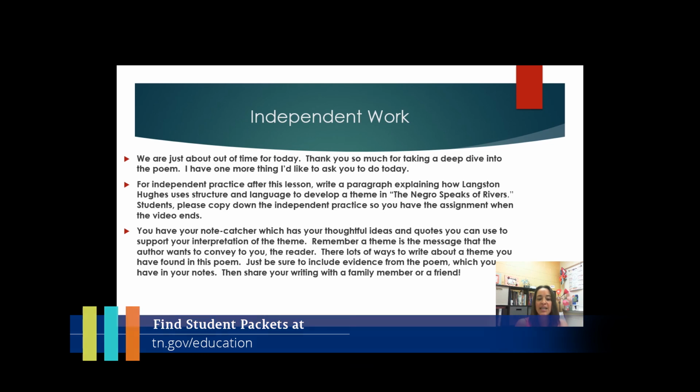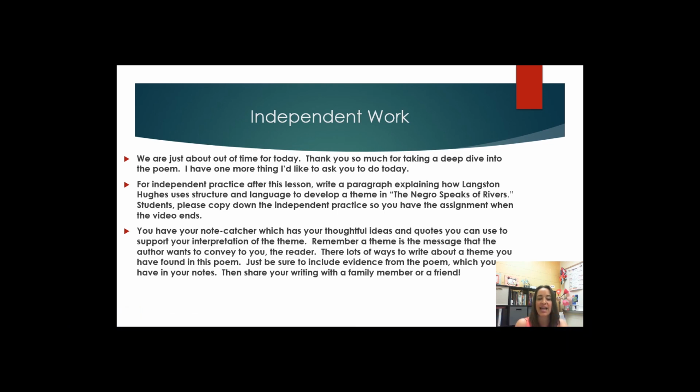Students, please copy down the independent practice so you have the assignment when the video ends. You have your note catcher, which has your thoughtful ideas and quotes you can use to support your interpretation of the theme. Remember, a theme is the message that the author wants to convey to you, the reader. There are lots of ways to write about a theme you have found in this poem. Just be sure to include evidence from the poem which you have in your notes. Then share your writing with a family member or a friend.